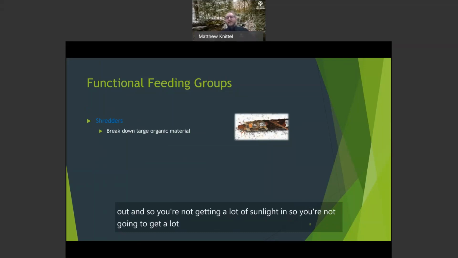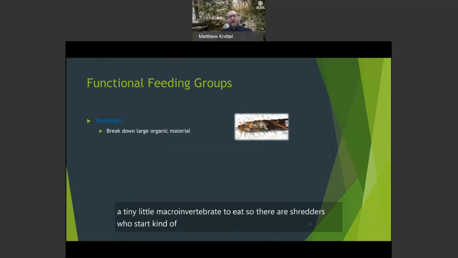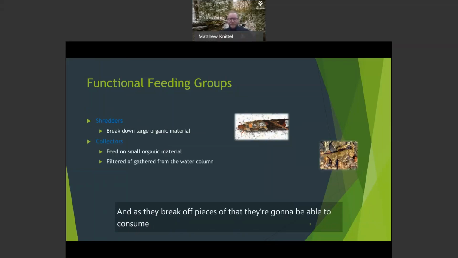So those leaves falling in are really important, but a whole big giant leaf is too much for a tiny little macroinvertebrate to eat. So there's shredders who start chomping away, and they'll break off pieces of that. And as they break off pieces of that, they're going to be able to consume some, but some of those pieces go floating downstream. And so then we have collectors.